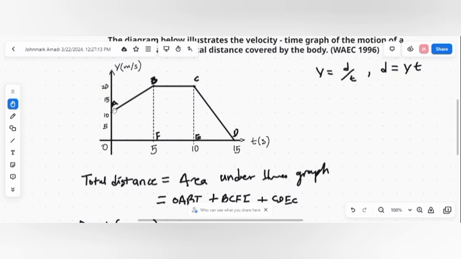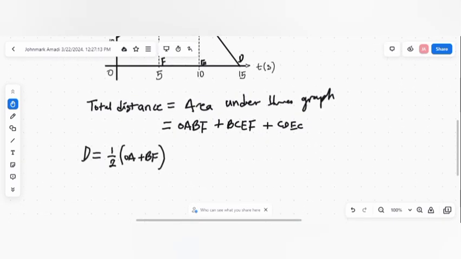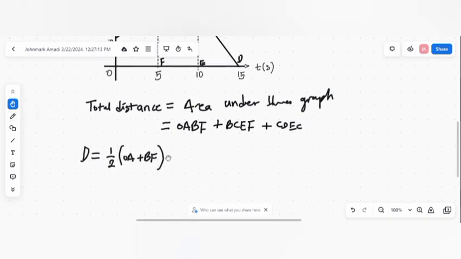What is the height of this? OA and BF are the parallel sides of this trapezium, so the height will be the distance on the t-axis, from O to F. What is the distance from O to F? From O to F is 5. So that represents our height, OF. Let me just write OF here first.